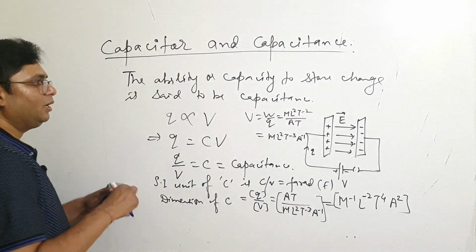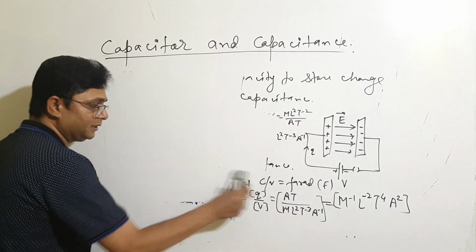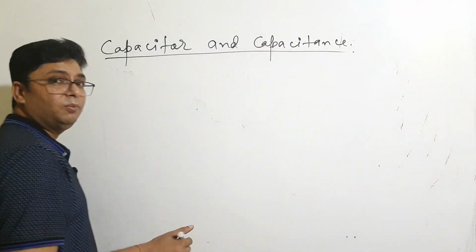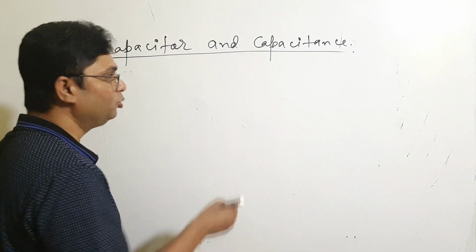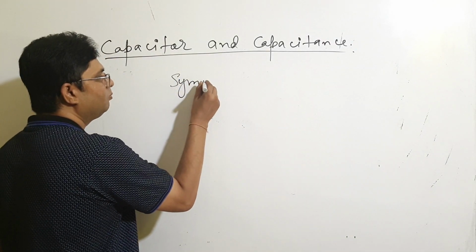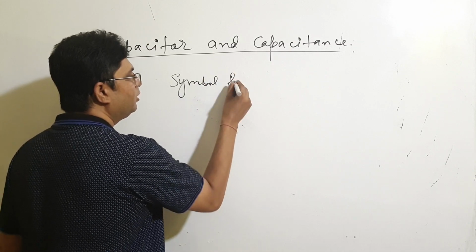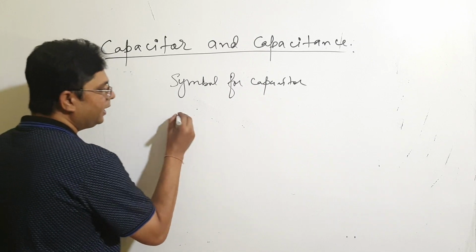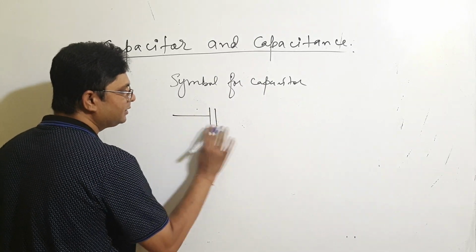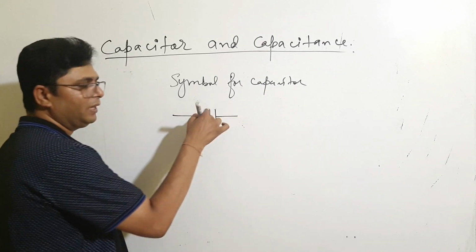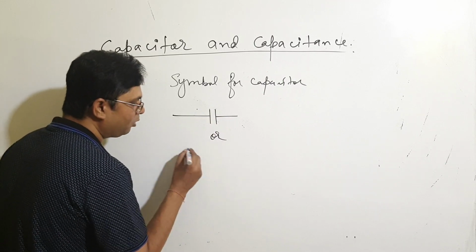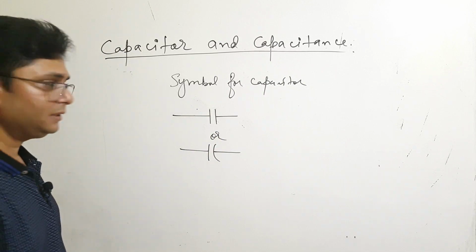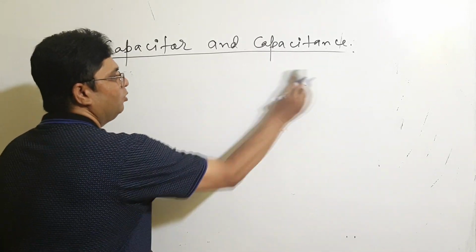Let us see a numerical to understand the capacitance. Before solving the numerical, you must know the symbol for capacitance which we are going to use. Symbol for capacitance in circuit: here we have two parallel lines. This is said to be a symbol of capacitance, or we can draw one parallel line and one curved line. These are the symbols for capacitance. Now let us have a numerical.